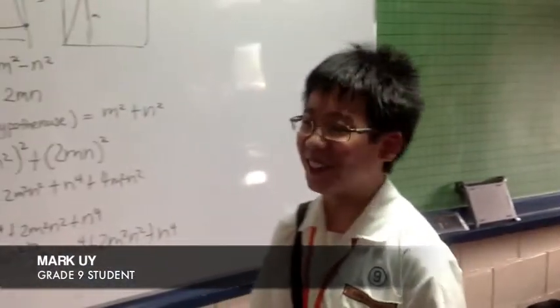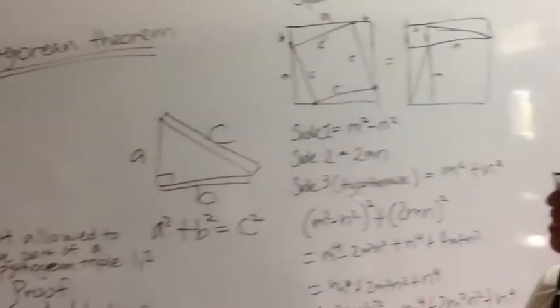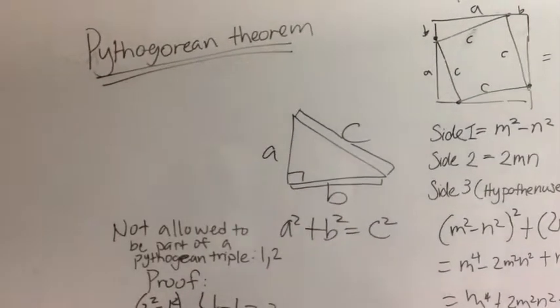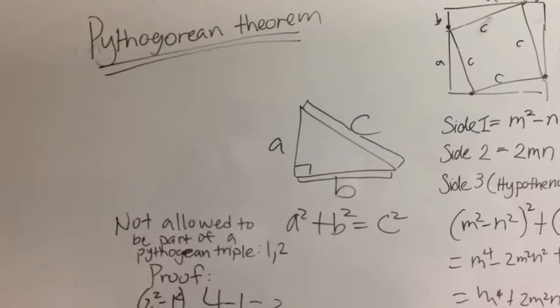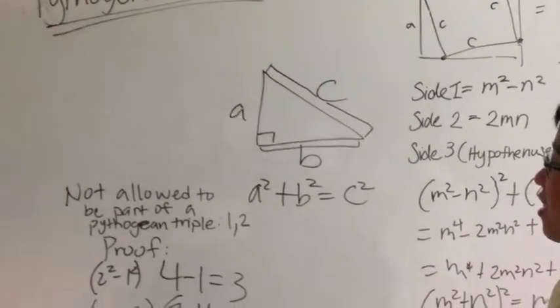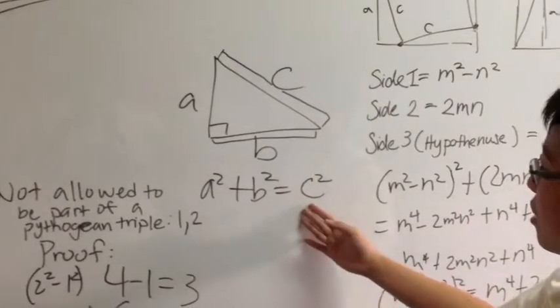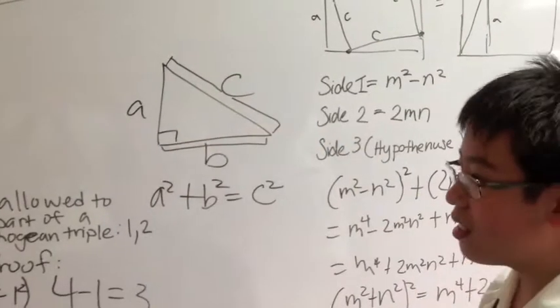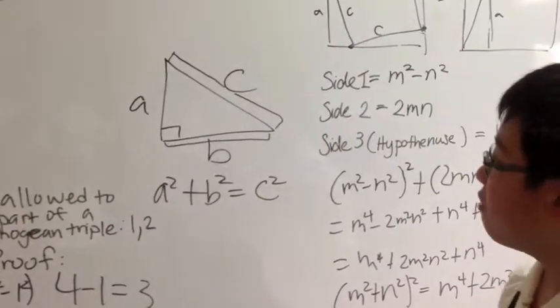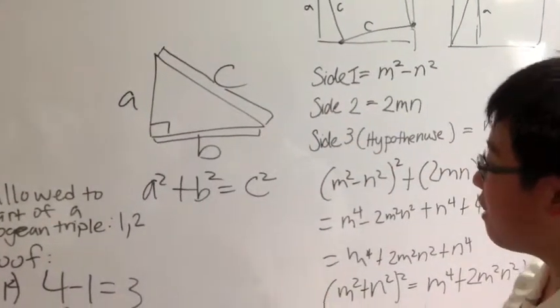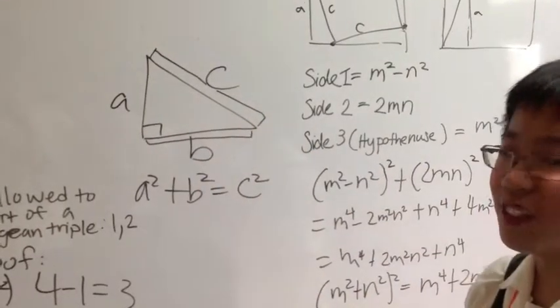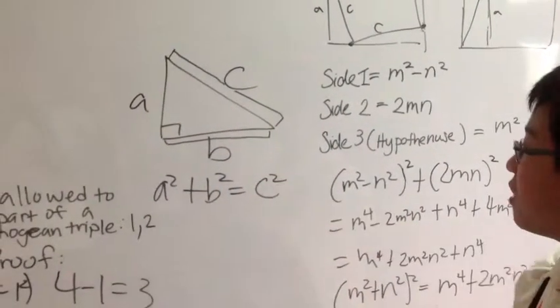Talking about the Pythagorean Theorem today. It was invented by a person named Pythagoras in ancient Greece. The formula basically states that a squared plus b squared equals c squared. A and b are both the legs of the right angle triangle, which is a triangle which has an angle of 90 degrees.